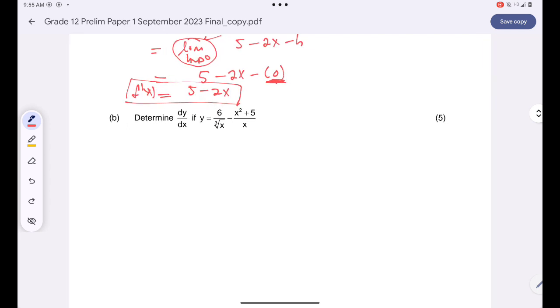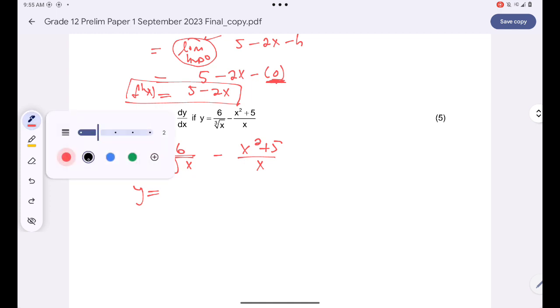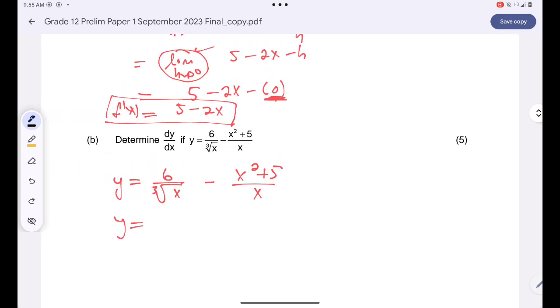We are supposed to determine the derivative of y with respect to x if y is equal to that over there. So y is equal to 6 over the cube root of x, minus x squared plus 5, all over x. Okay, now we are not told to find the derivative by using first principle or whatsoever. So that means we are supposed to use the rule.